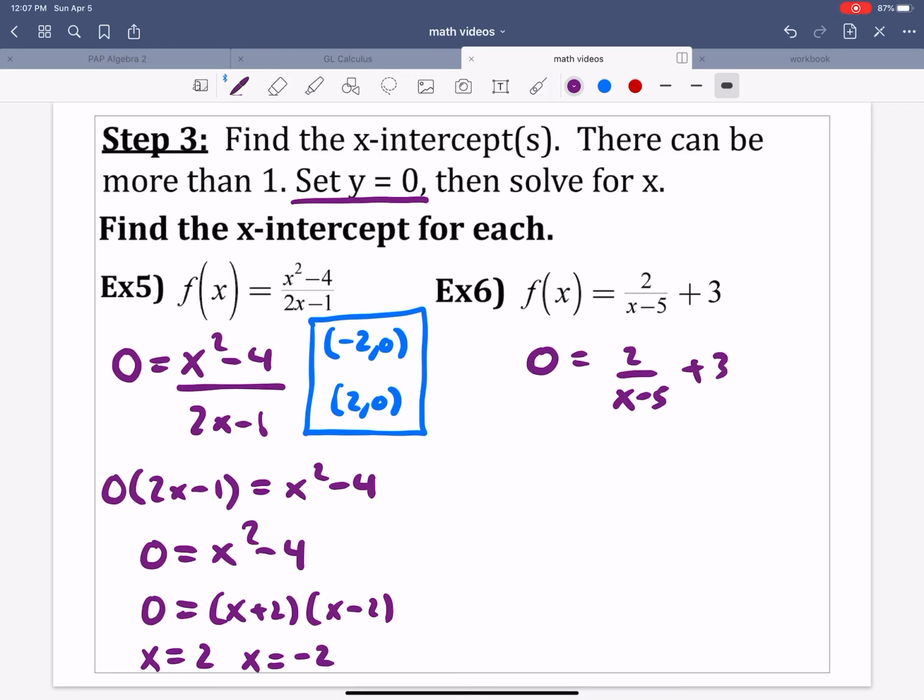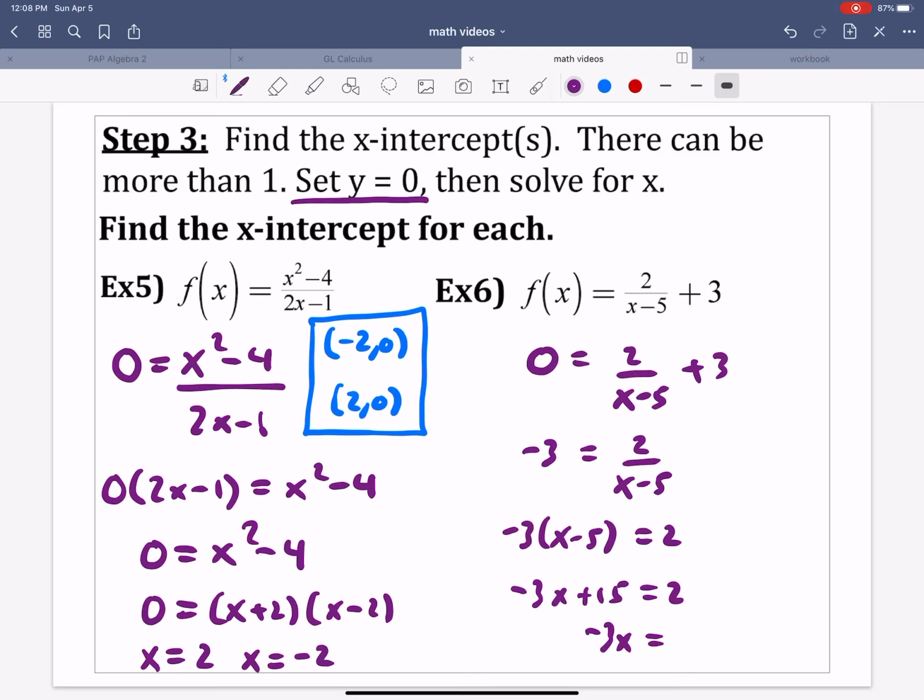So subtract the 3 on both sides. You get negative 3 equals 2 over x minus 5. Multiply both sides by x minus 5. So you get negative 3x plus 15 equals 2. Then we subtract 15 on both sides, so we get negative 13. So we get that x equals positive 13 over 3 after I divide by that negative 3.